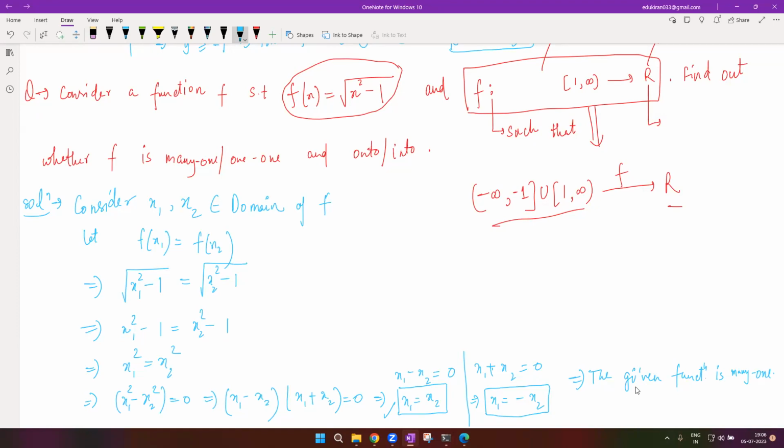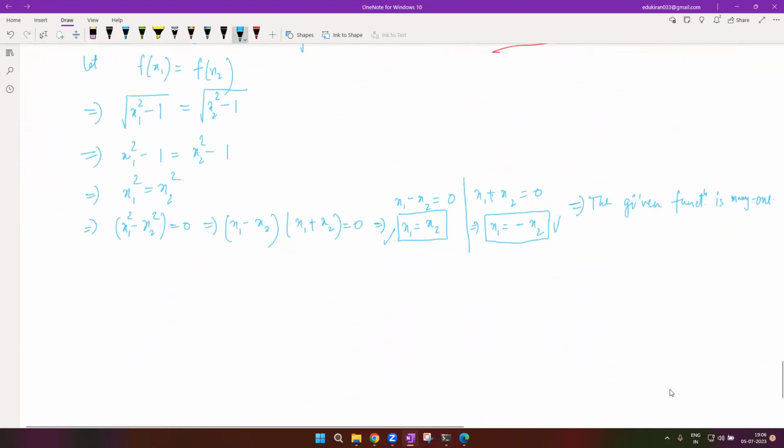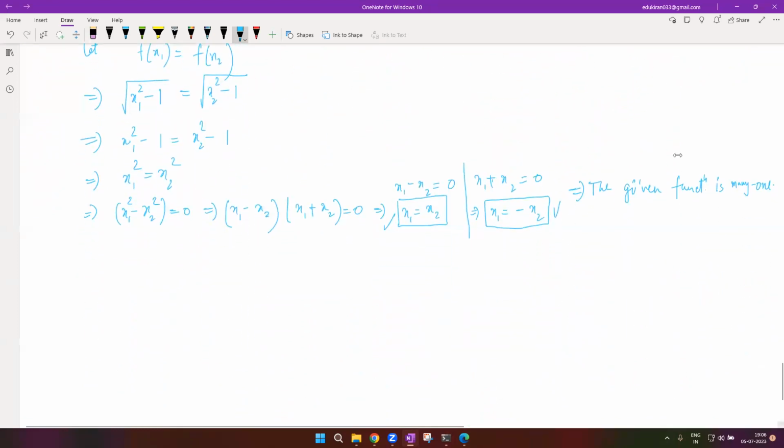So x1 is equal to minus x2 is also a solution. As we have two solutions in this case, hence the given function is many-one. So this was the test for many-one and one-one. And now similarly, we can check onto and into. You have already found out the range of this function.